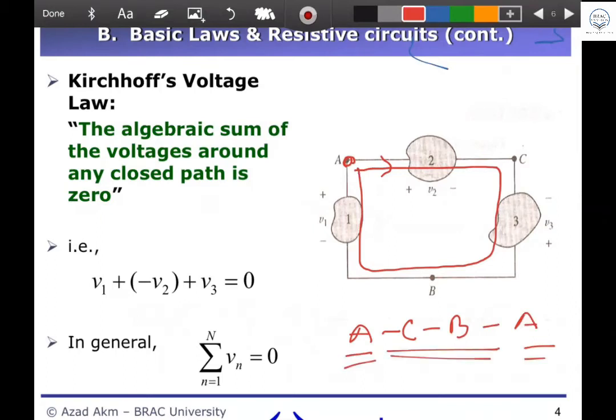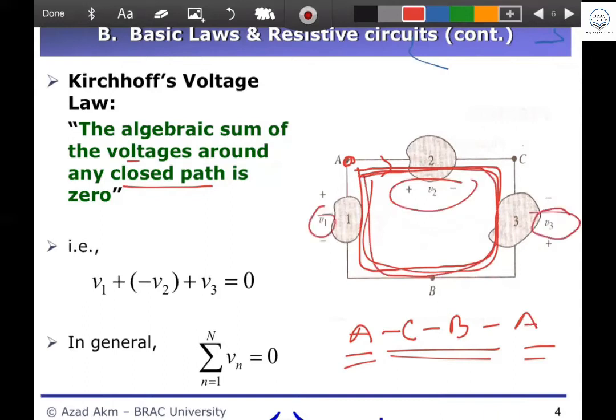Okay, if you understand that, a closed path or loop is this one. So it is the algebraic sum of the voltages. If you start from this and come back to this, the algebraic summation of all the voltages will be equal to 0. How many voltages are there? If you come from here and come back here, there are three voltages: V1, V2, V3. Right? Yes, sir. Good.